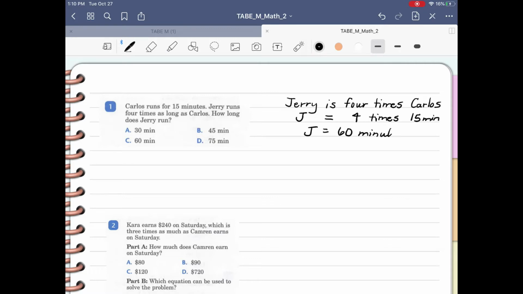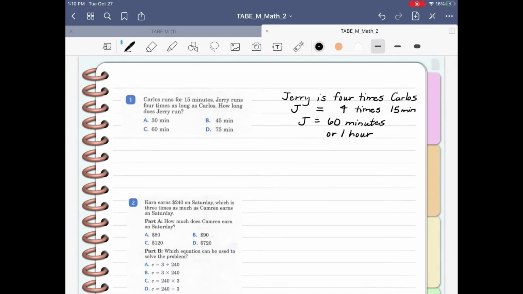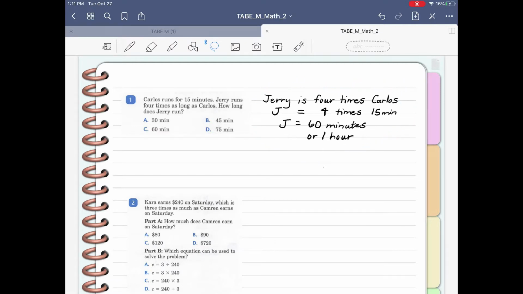They could also choose to write that as 1 hour. I've seen that happen a lot. But in this particular case, they did not. They kept it as 60 minutes. And so the answer is C. Jerry runs for 60 minutes. Number 2.